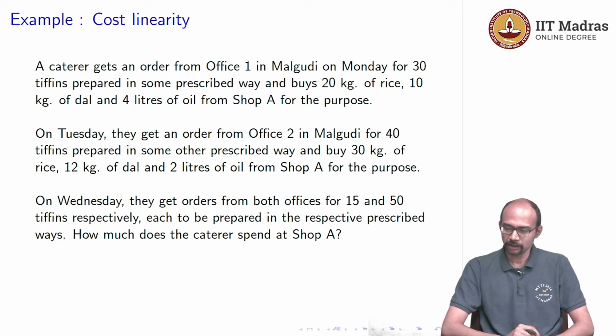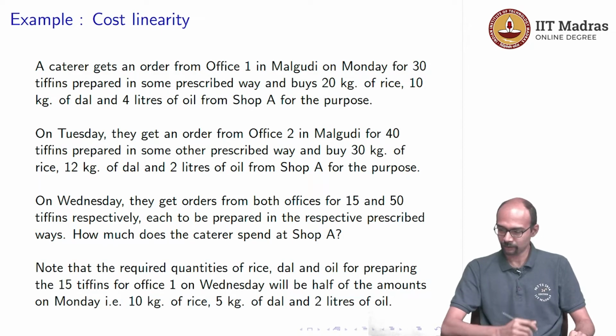Okay. Now, the natural way of doing this, I mean one way of doing this maybe, is to ask, well, for 15 tiffins for office 1, I know how much was required for 30 tiffins for office 1. So, 15 tiffins will require half of that amount, right. So, 10 kgs of rice, 5 kgs of dal and 2 liters of oil, and 50 tiffins for office 2 will require 5 by 4 times whatever was used up on Tuesday, because that time they had ordered 40 tiffins. So, you would have 5 by 4 times 30, 5 by 4 times 12 and 5 by 4 times 2 respectively kgs and liters of rice, dal and oil. Okay. So, this is what we are noting here.